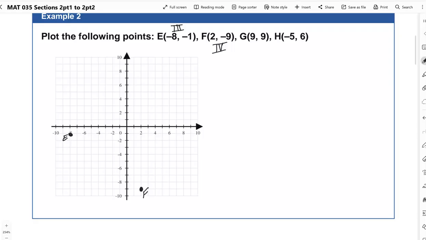G is the point 9, 9. Move right 9 and up 9. It takes both movements to graph that. That lives in quadrant 1. And then H is -5, 6. So we're going to move left 5 and then up 6. And that lives in quadrant 2.